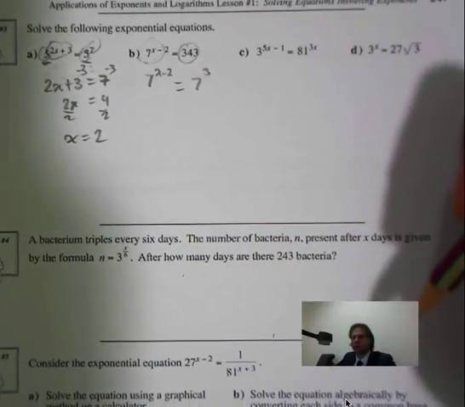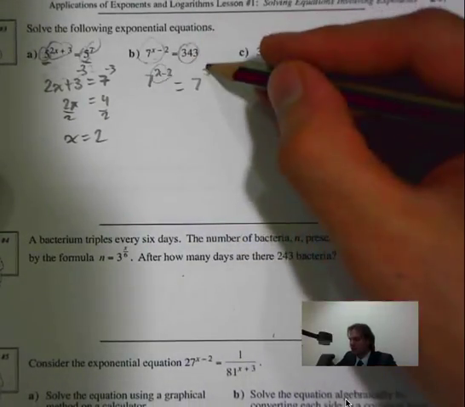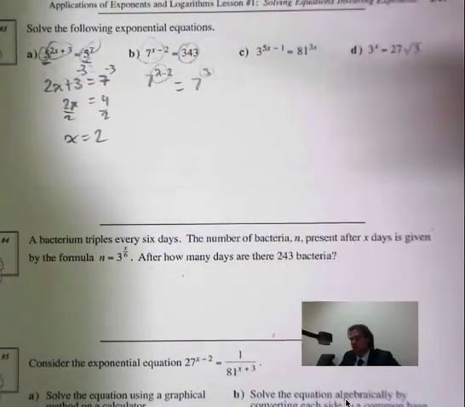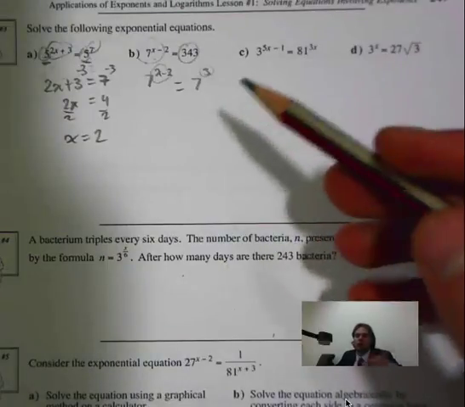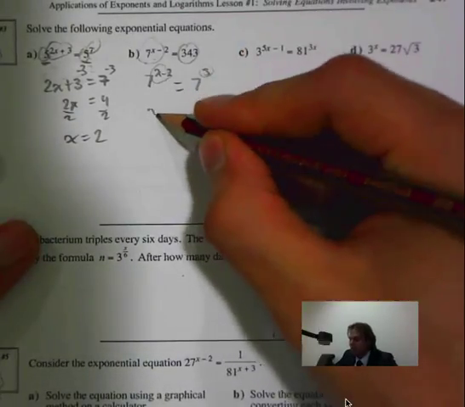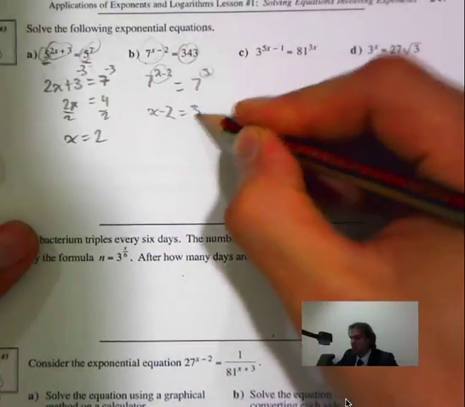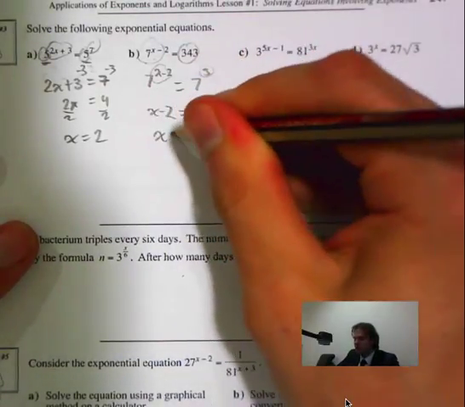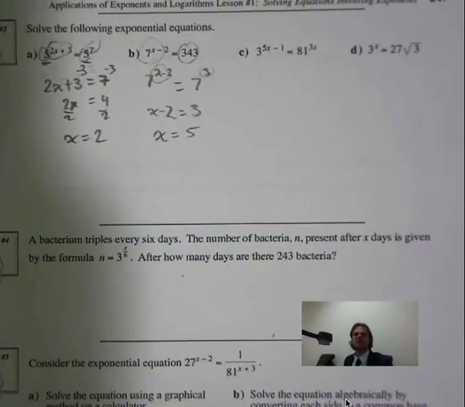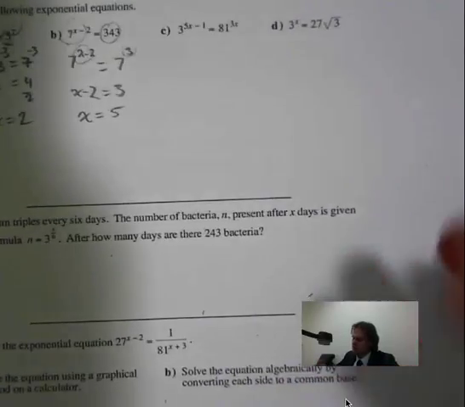Okay, so let's solve this now. So x minus 2 must equal 3, because the powers must be the same for them to be equal. 7 to the power of 3 can only equal 7 to the power of 3. So let's take a look. We have x minus 2 is equal to 3. So x is equal to 5. There we go. Hey, we're solving. Not that bad so far. Looks ridiculously complicated, but it's not that bad. Next one here.